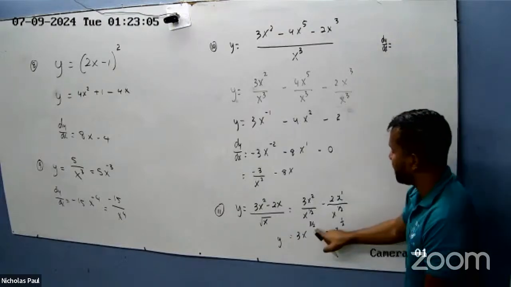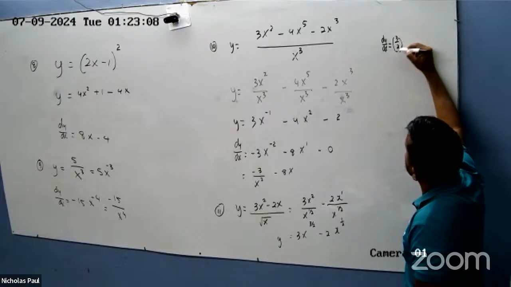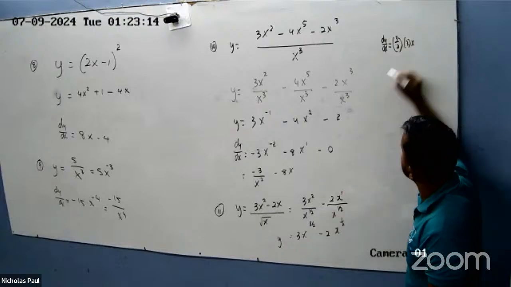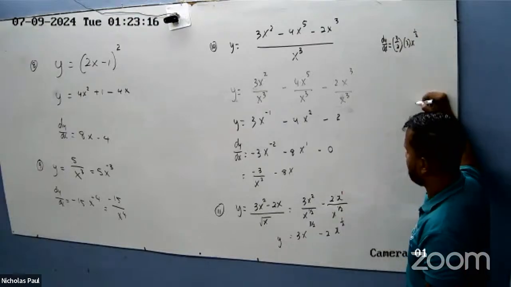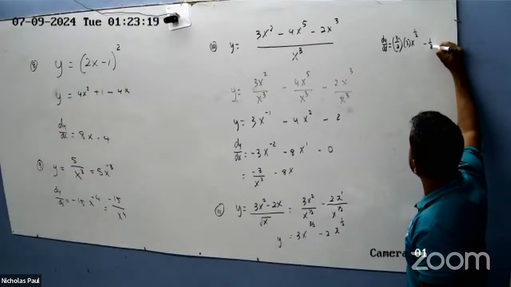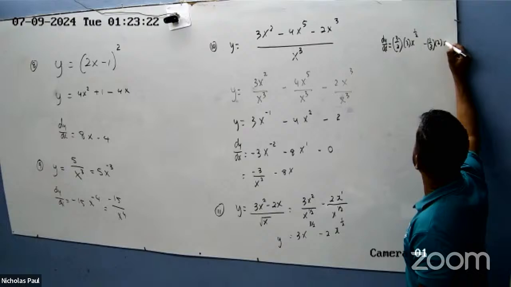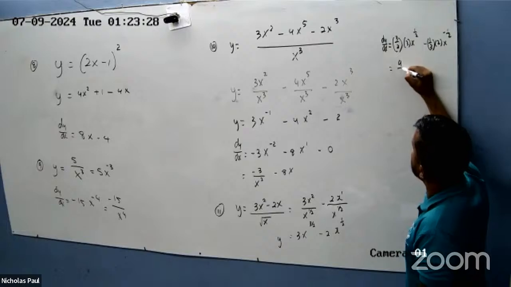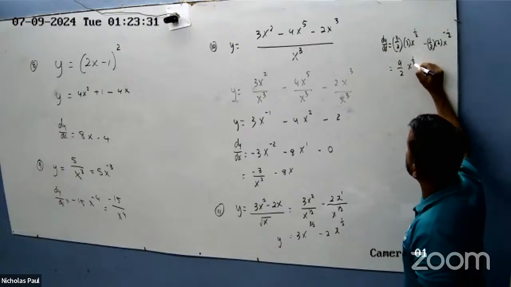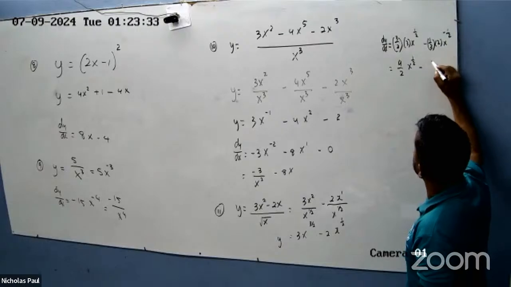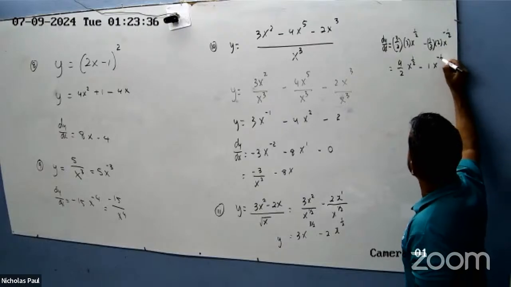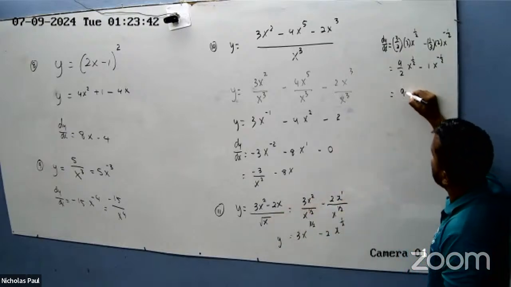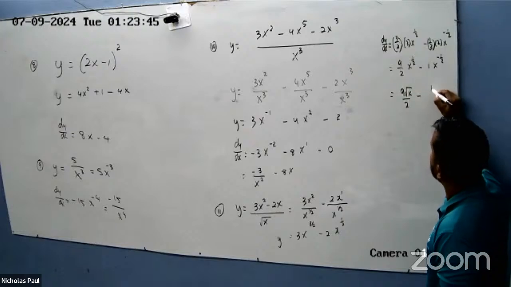So dy/dx is: bring down the power 3 on 2, write back the 3, and minus 1. If you minus 1 from 3 on 2, you get a half. Then here, bring down the half, write back the 2, and minus 1 from a half gives minus a half. So this will be 9 on 2 times x to the half. And here it will be a half times 2 is 1, so that'll be 1x to the minus a half. I gave it to you with a root, write it back with a root. So you'll get 9 root x on 2 minus 1 on root x.